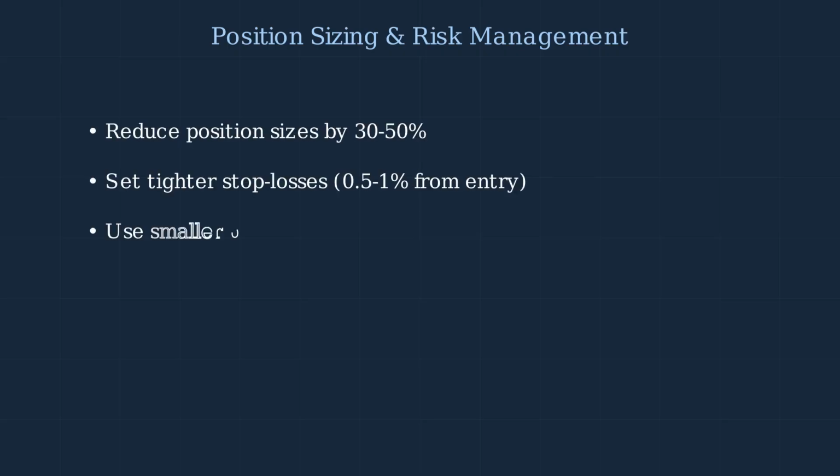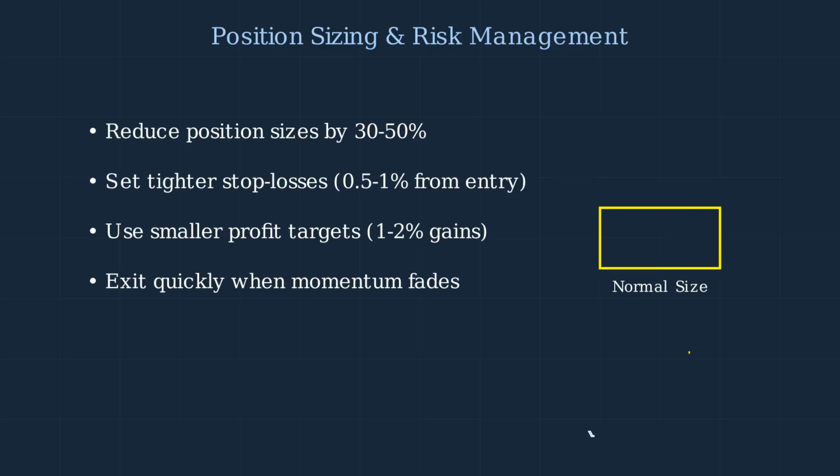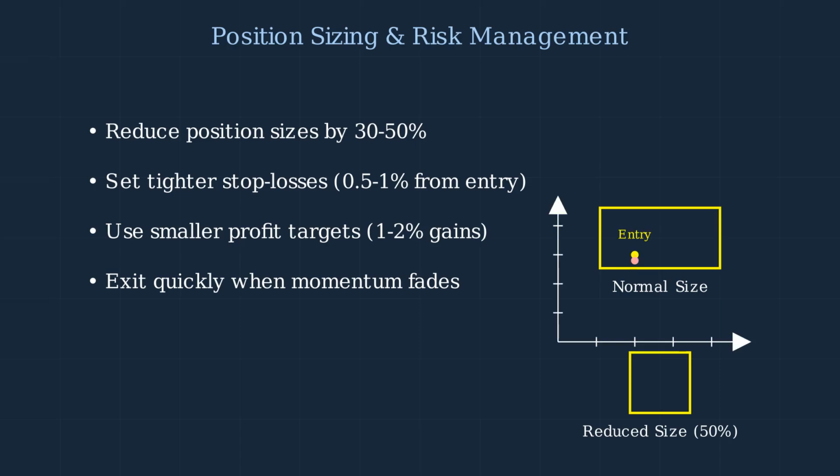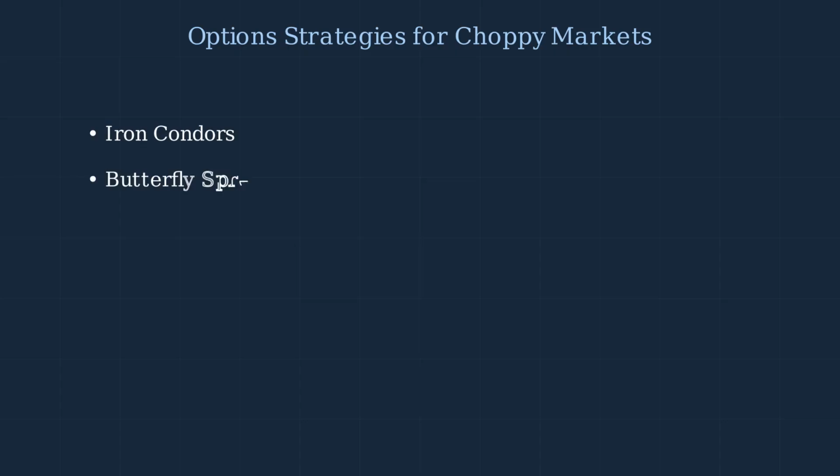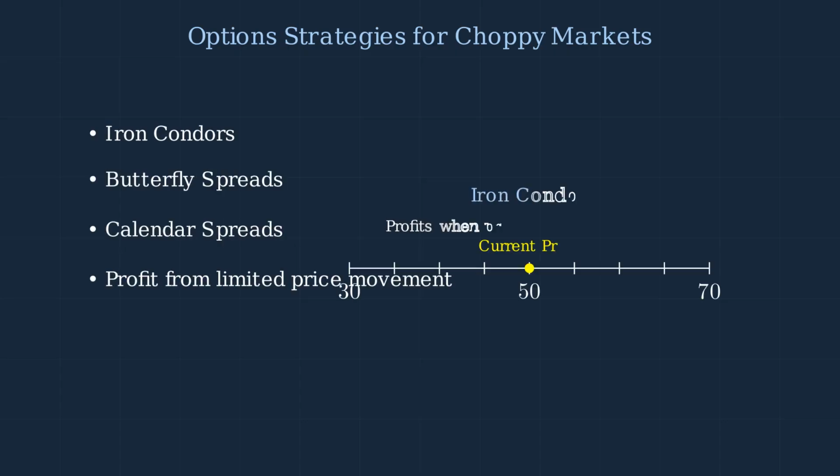Proper position sizing and risk management are critical in choppy markets. Since sustained directional moves are less likely, it's wise to reduce position sizes and set tighter stop losses. Option strategies that profit from limited price movement are ideal for choppy markets. Iron condors and butterfly spreads allow traders to generate income when prices remain within a defined range. By applying these strategies in choppy market conditions, you can maintain profitability while minimizing risk when directional trading becomes challenging.